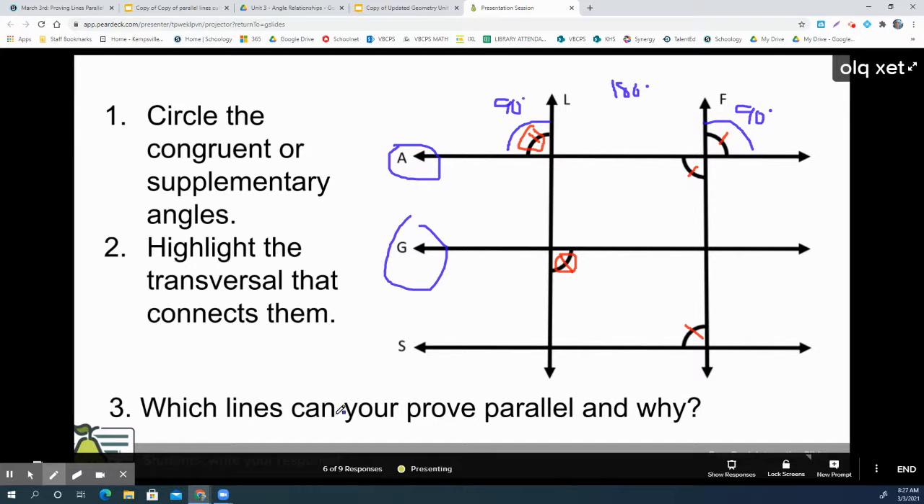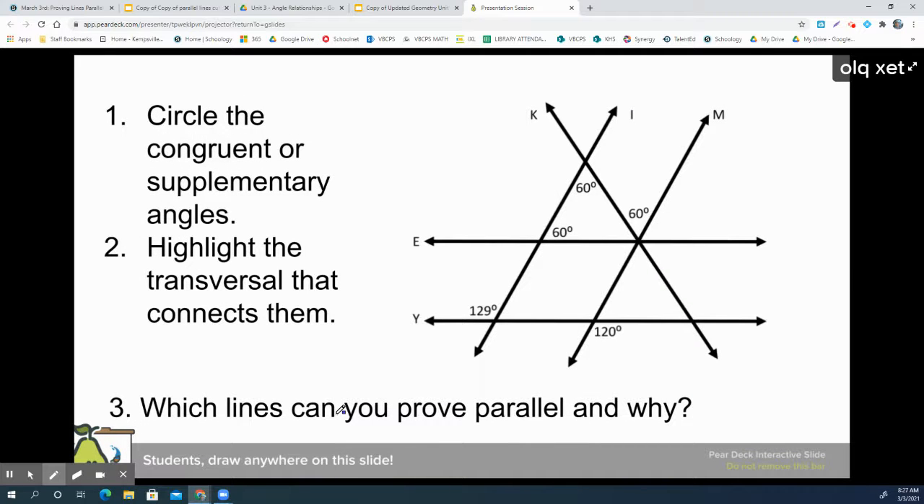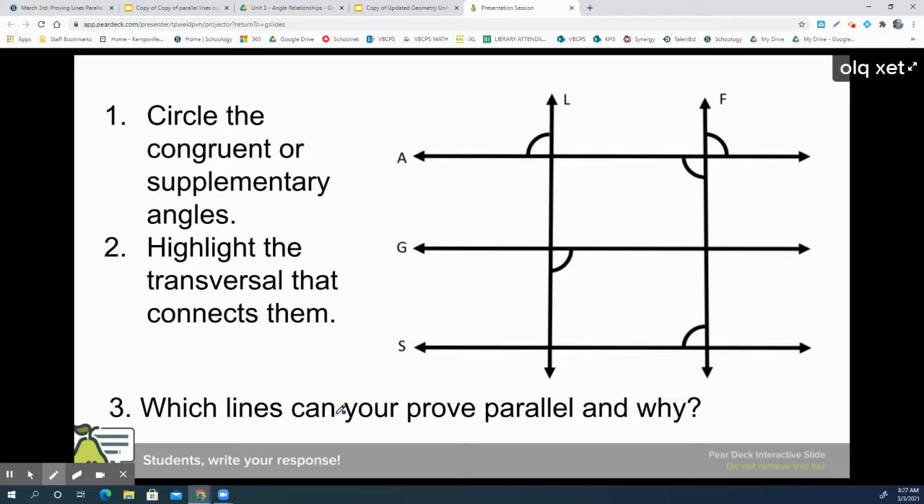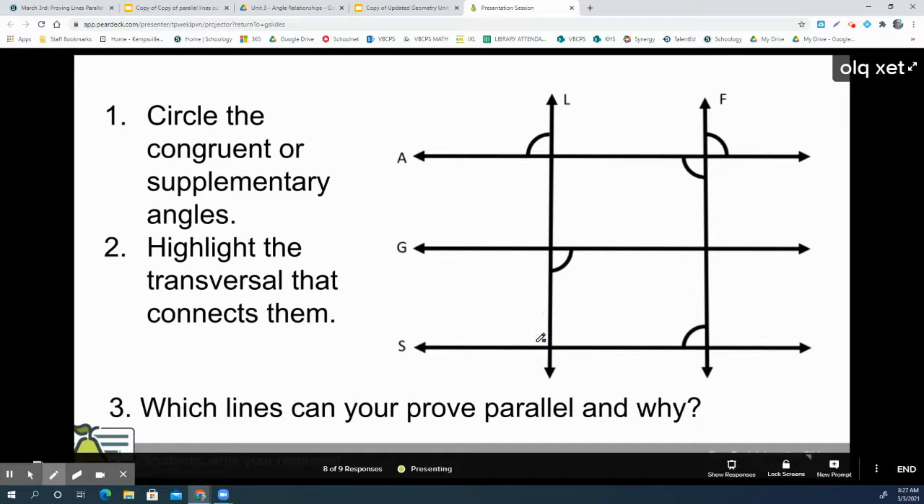Okay, let's look at another example. Somebody said A and S. I can't use either of these two angles to get to S. These are the same problem. They're same sides, so the same side should equal 180. If they were marked with right angle boxes, then we could 100% say A and S are parallel. But because they're not marked with right angle boxes, we can't do that.